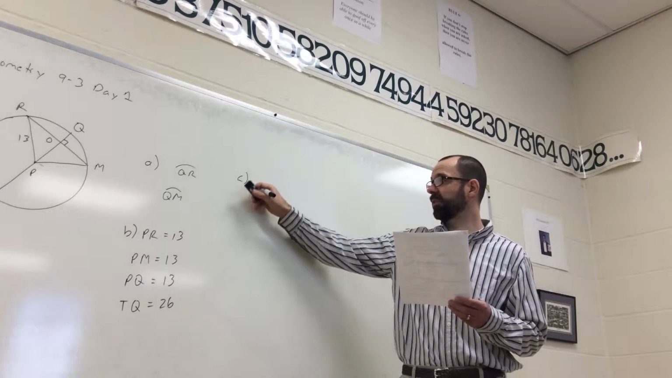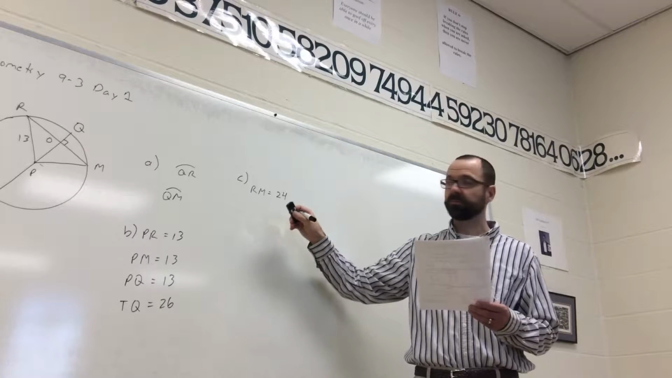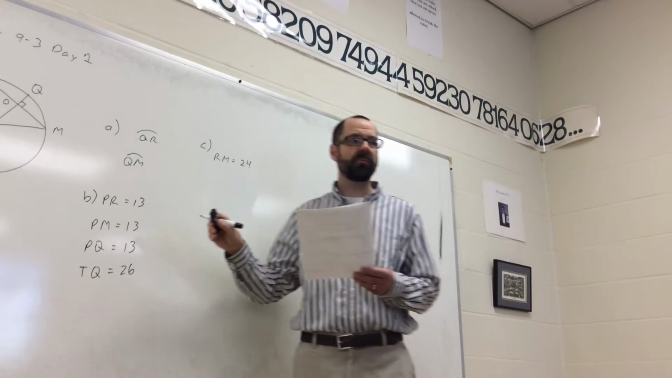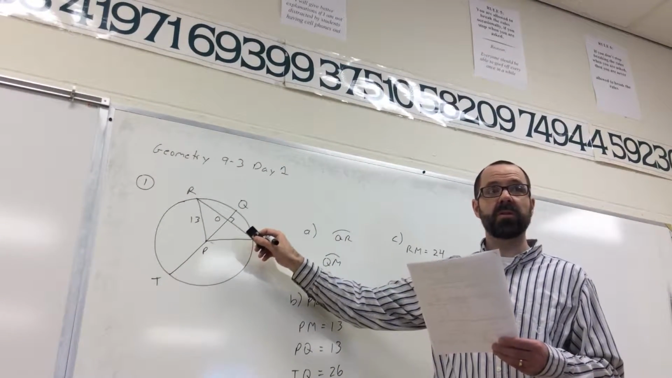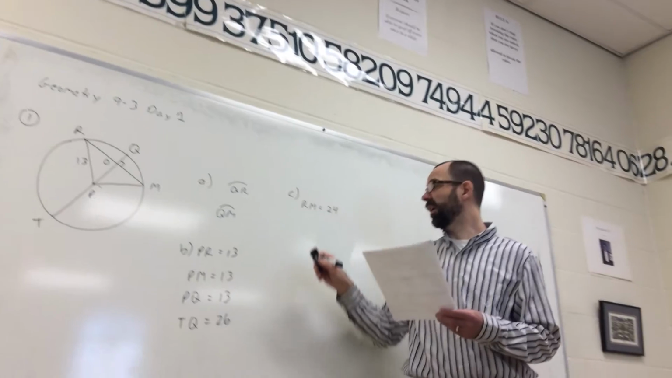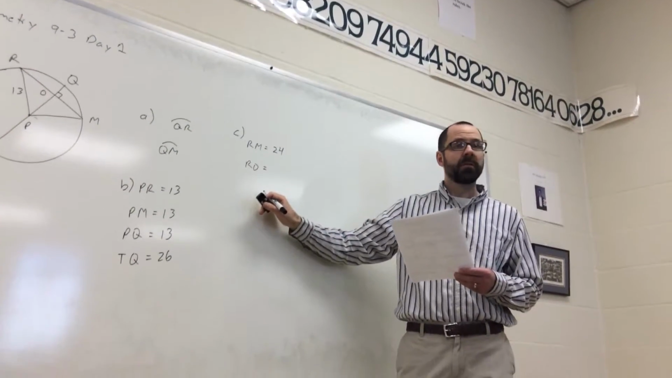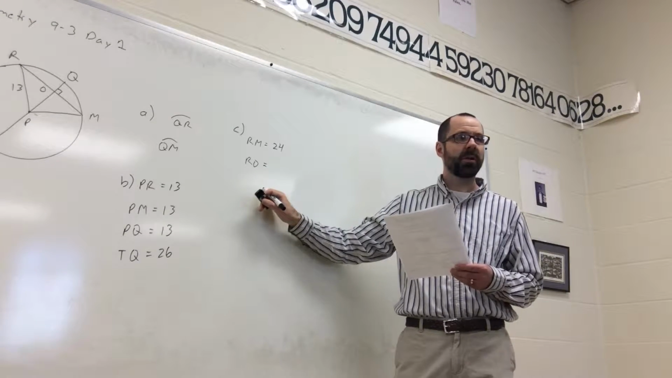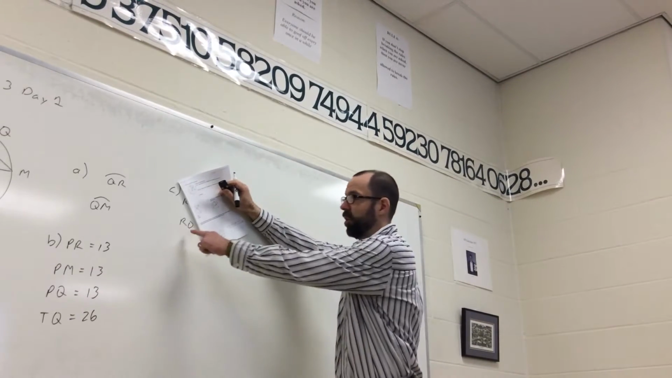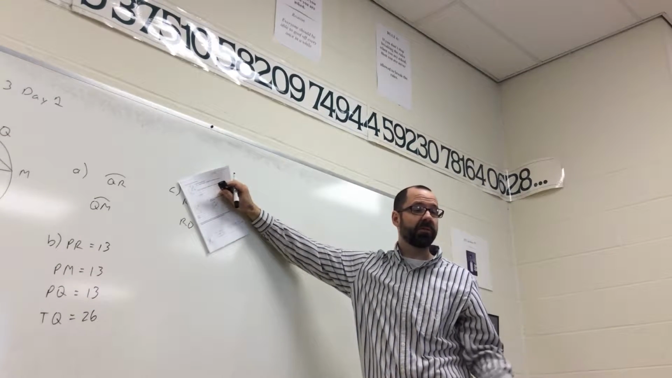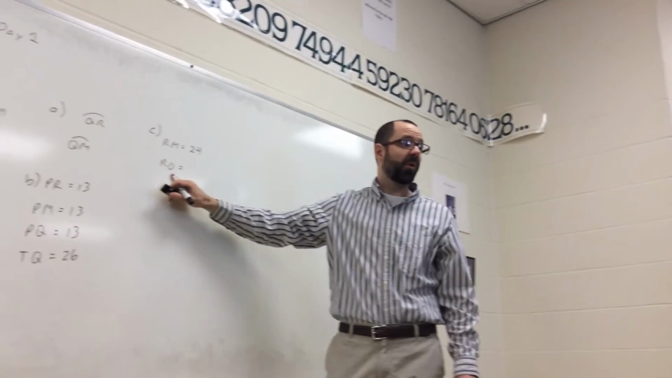All right, now we got some more information. In part C, RM is 24. So they're saying from R to M is 24. And they want to know how far from R to O. Oh, I forgot to mention, we haven't seen this notation in a while, but remember, RO means the distance from R to O. Okay, so what is the distance from R to O?